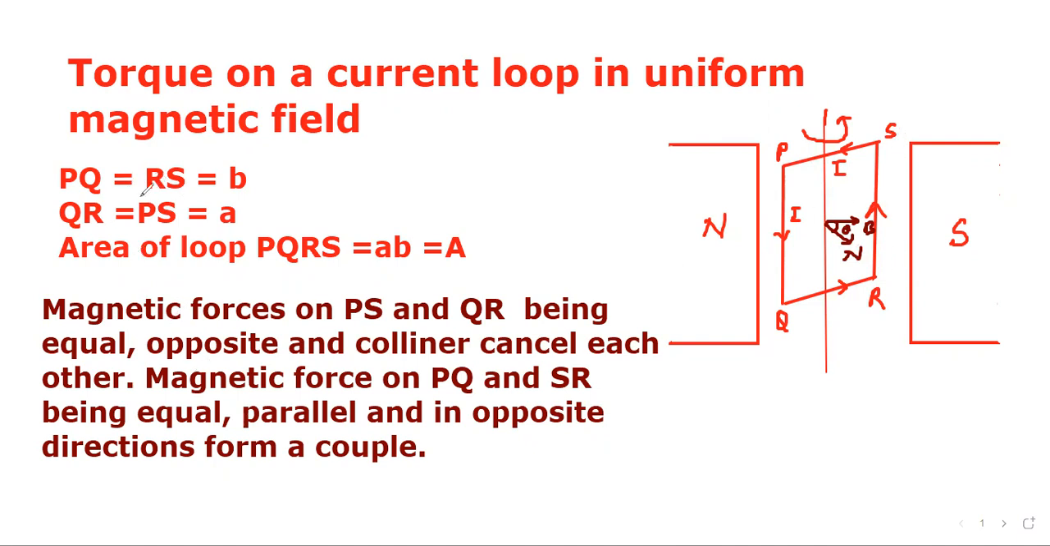Its specifications are given. PQ equal to RS, and these are B, and QR and PS are A, and the area of the loop will be AB, which is capital A. Magnetic forces on QR and PS are equal, opposite, and collinear, and they will act along the axis of the coil, and hence they will cancel out. And the magnetic forces on PQ and SR, being equal and opposite, will form a couple.